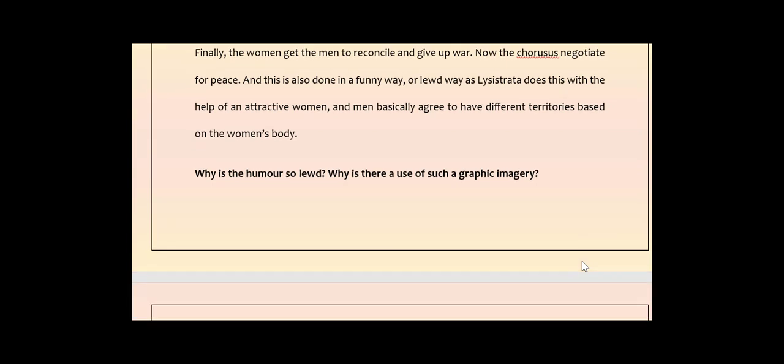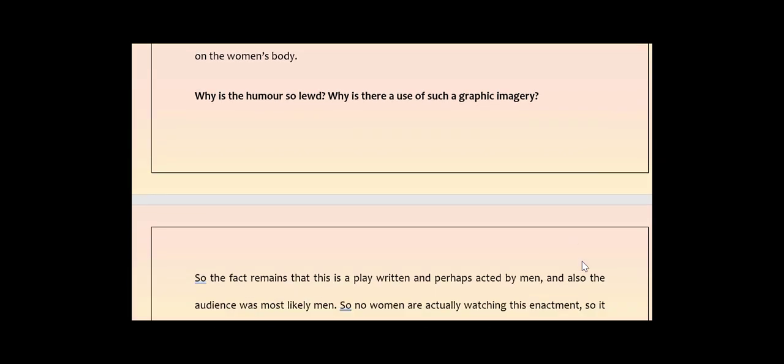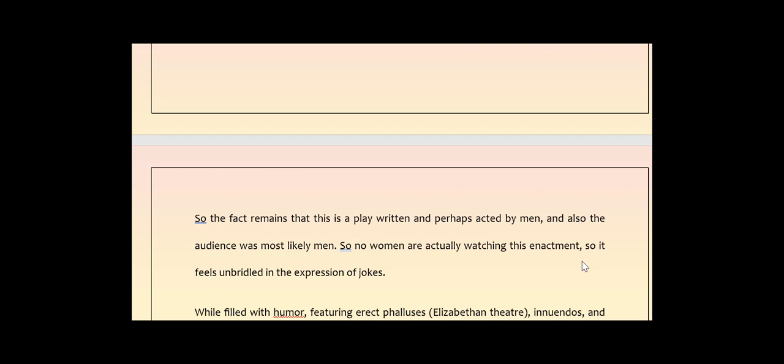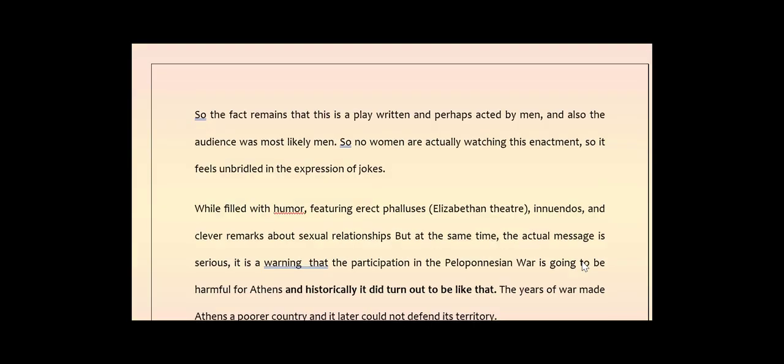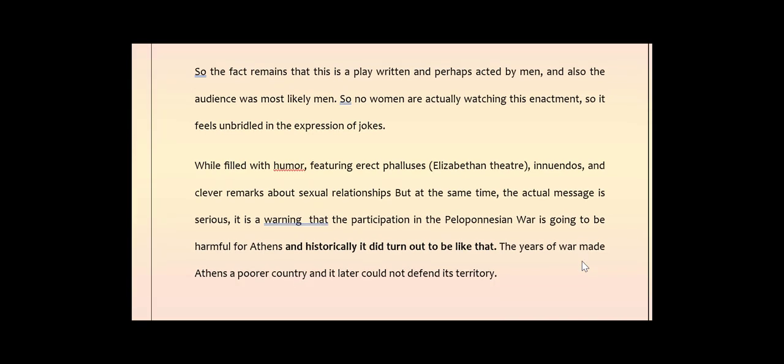Now, why is this humor so lewd? Why is there so much graphic imagery? Now, the first thing that we have to remember is that this play is written perhaps by a man, of course, and it is acted by men, and it is also acted for men. Women are not watching this play, and so therefore, because women are not watching the play, it feels unbridled in its expression of all kinds of jokes. So it's filled with humor.